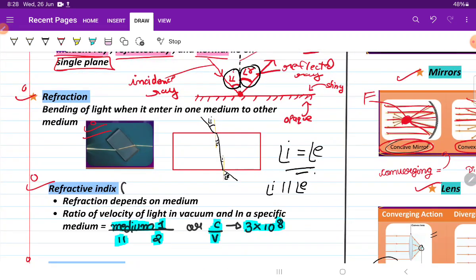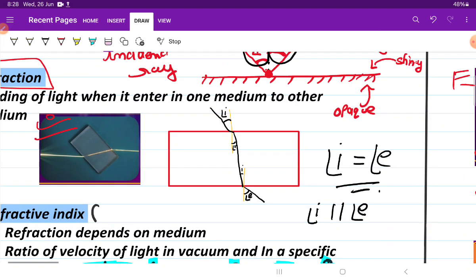Now let's start with refraction. What do you mean by refraction? The bending of light when it enters from one medium to another medium. There are lots of media, students. For example, air is a medium, water is a medium, alcohol is a medium. This is the example of bending of light. You can see light is coming, it bends upward, and further it also bends in a straight line. So this is bending of light.